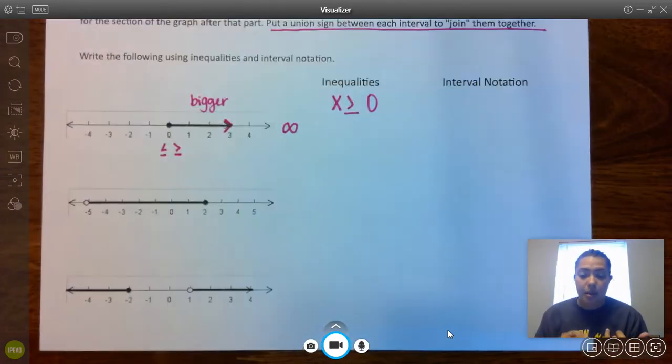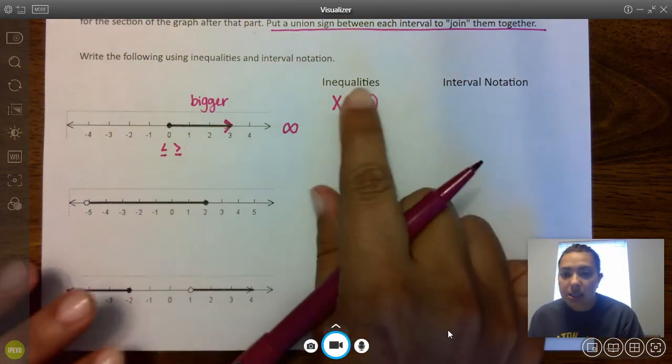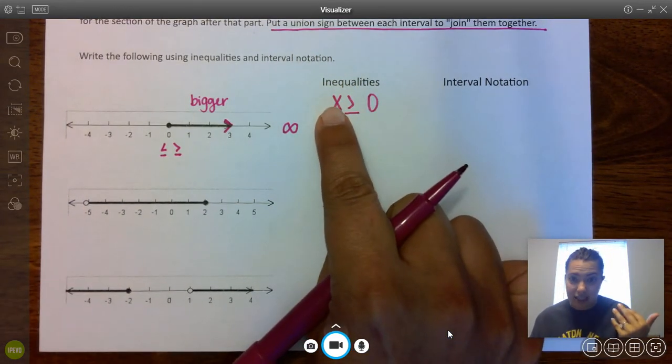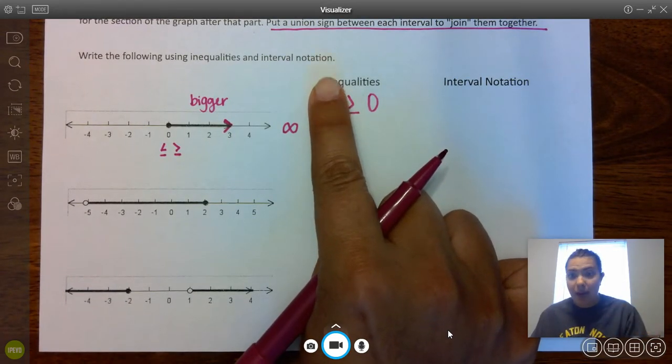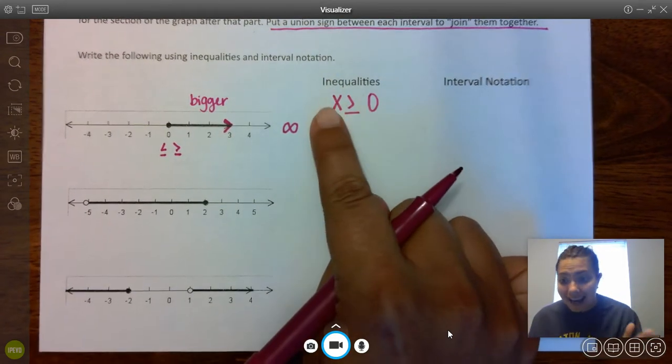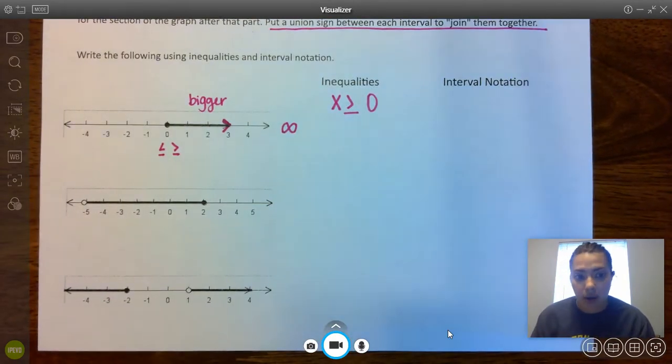That means that x could be 1, x could be 2, x could be 3, x could be 4, x could be 100, x could be 1002. But if you were to substitute any of those bigger x values in, you would see that the inequality holds true. 4 is greater than 0. 8 is greater than 0, and so on and so forth.